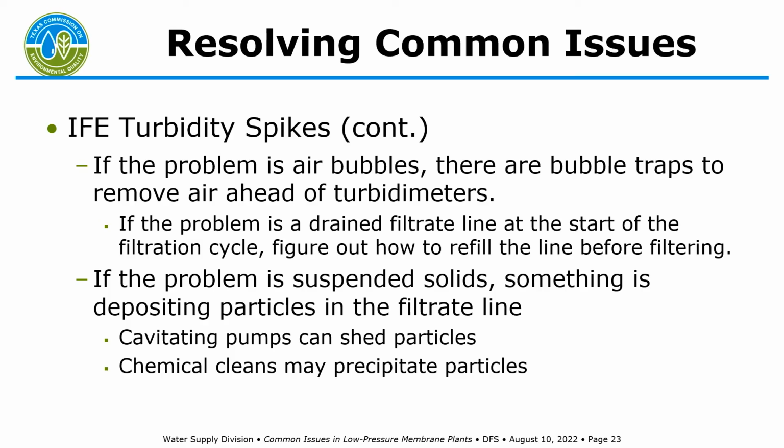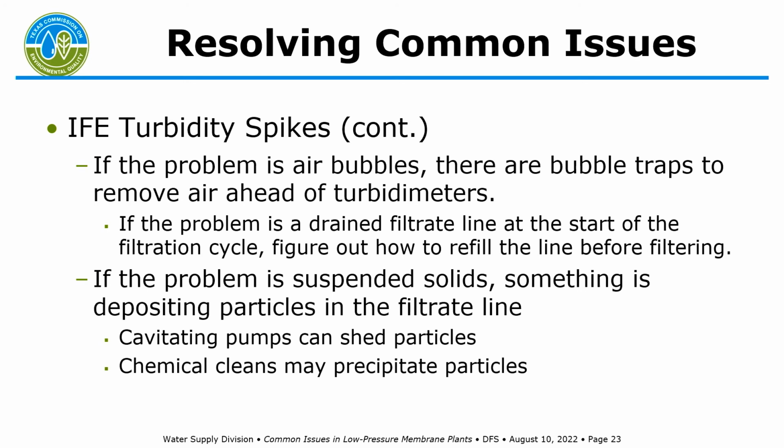So that's why when I go to these plants, I tell them there's no reason that any low pressure membrane plant should be dealing with recurring turbidity spikes, particularly spikes that are impacting the data that you report. Troubleshoot and fix the problem, because in most cases you can fix the problem. So how do you fix the problem?